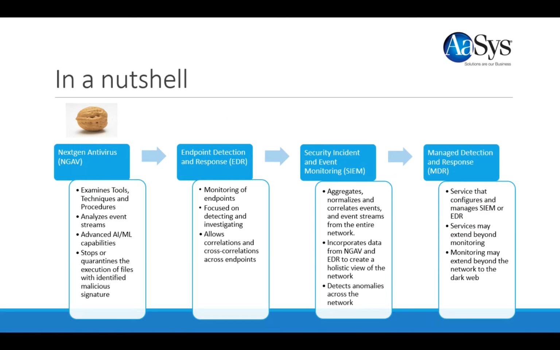And with that, we'll include traditional antivirus and anti-malware. Antivirus looks for a signature on a file that matches a known threat. However, next generation antivirus looks for tools, techniques, and procedures that attackers may be using. It looks for patterns and event streams that suggest something malicious, and even uses machine learning to spot anomalies at an endpoint.